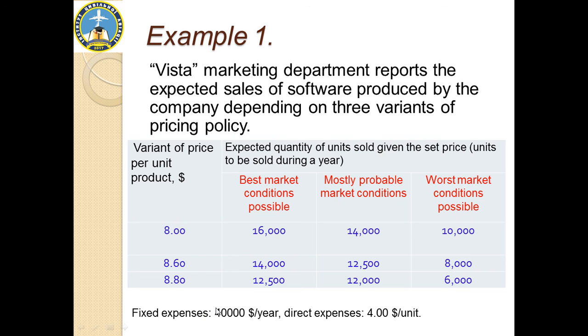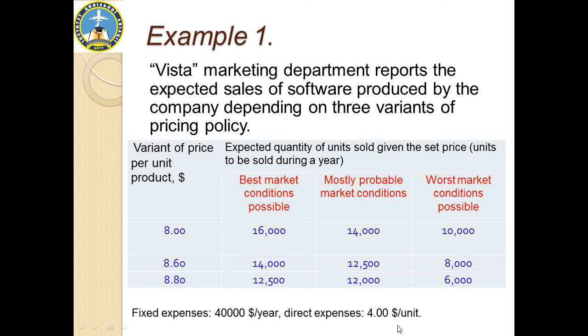And there are direct expenses of $4.0 per unit. For example, you have to copy them on some material medium, so there is an expense, the direct expense of $4 per unit.